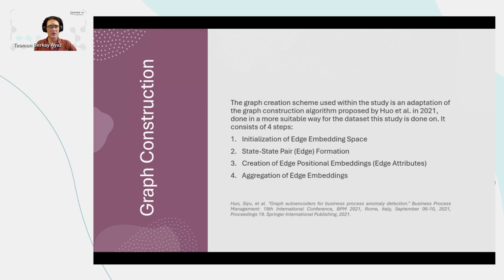So once that is done, we create our edge positional embeddings by inserting the relevant features into their respective indices within the edge embedding space with respect to their activity order within the trace. So the last step in our graph creation scheme is the aggregation of edge embeddings. And what we do is we aggregate the edge features of each duplicate edge until we have no more duplicates left. We repeat this graph construction algorithm across the entire data set. And once that is done, we acquire our graph data set.